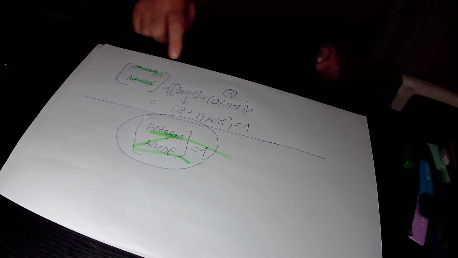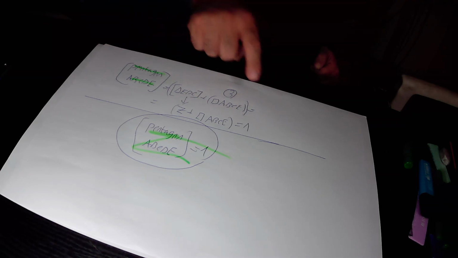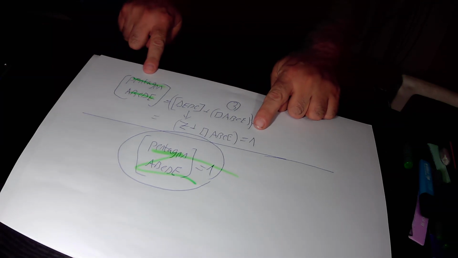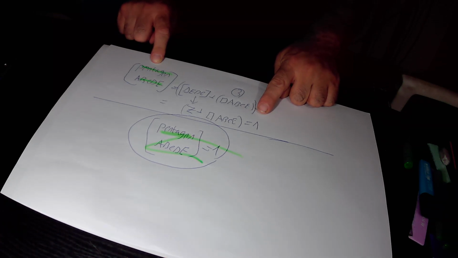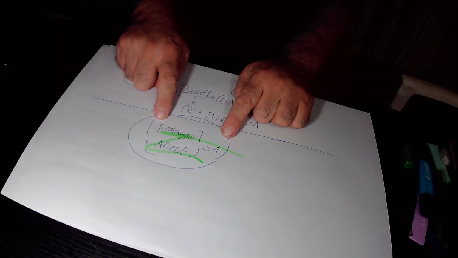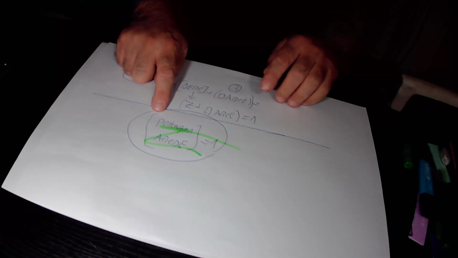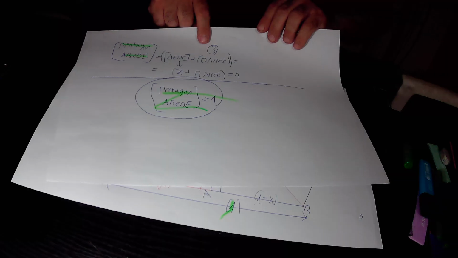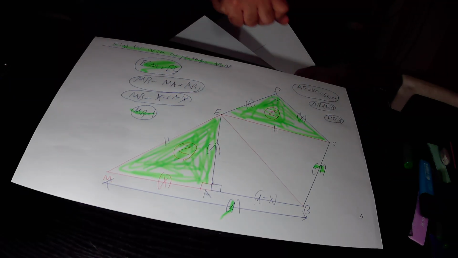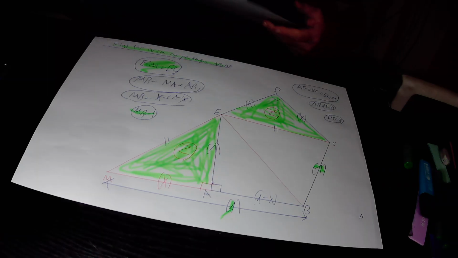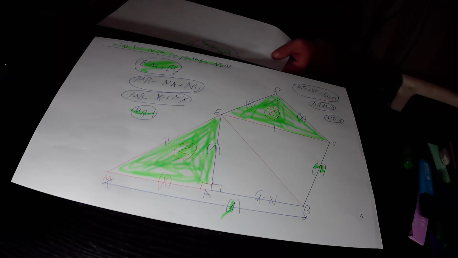And from this equation, we derive that the area of the big pentagon ABCDE is equal to 1 square unit in size. So in conclusion, we found out that the area of the big pentagon ABCDE equals 1 square unit in size. So we finish with the first question.